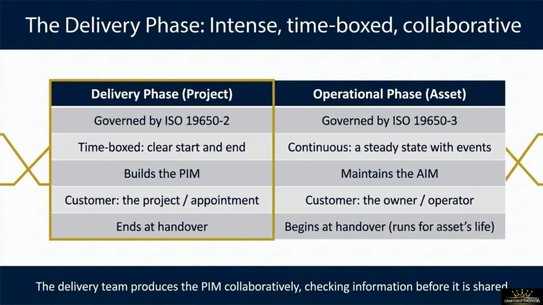To manage data effectively, you must understand that the delivery phase and the operational phase run at completely different speeds and are governed by separate parts of the international standard. Let's look at this comparison table. The delivery phase is governed strictly by the clauses in ISO 19650-2. It is strictly time-boxed with a clear calendar start and end point. Its primary goal is to assemble the Project Information Model, or PIM, and its immediate customer is the project appointment or contract structure. This phase ends abruptly at the handover milestone.